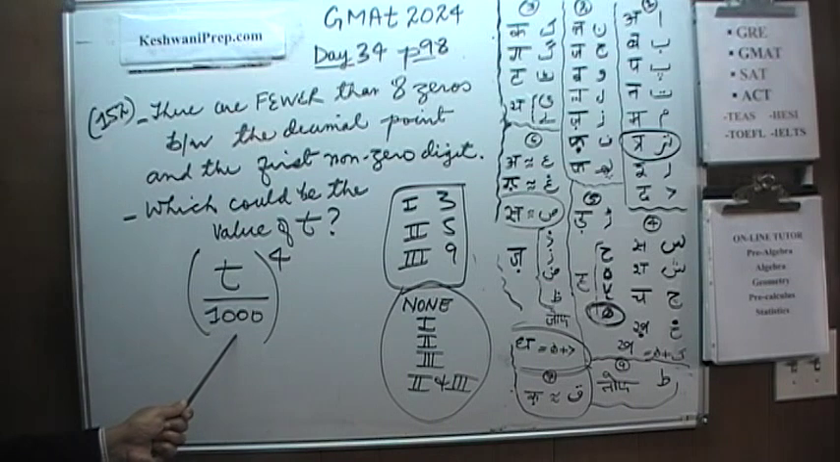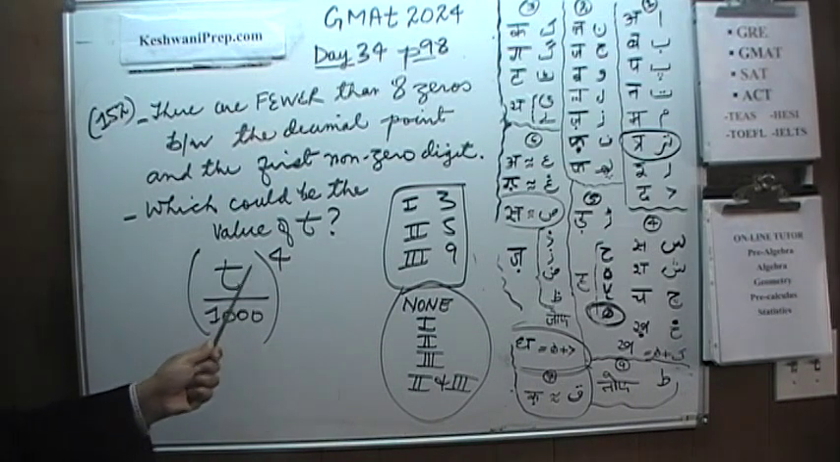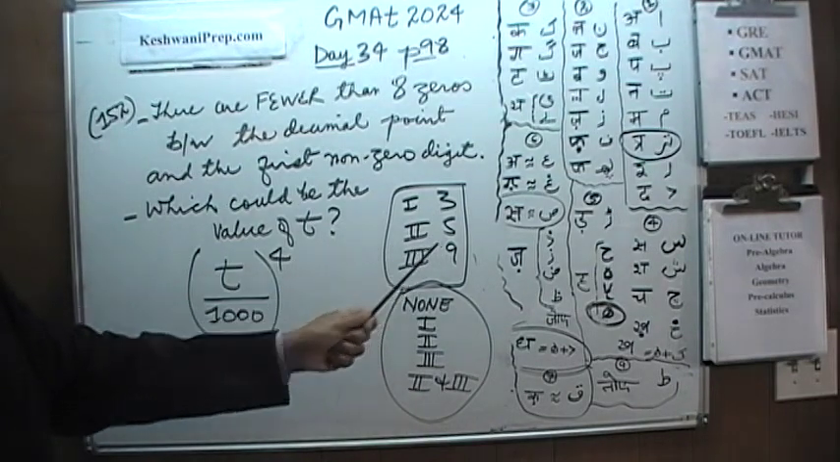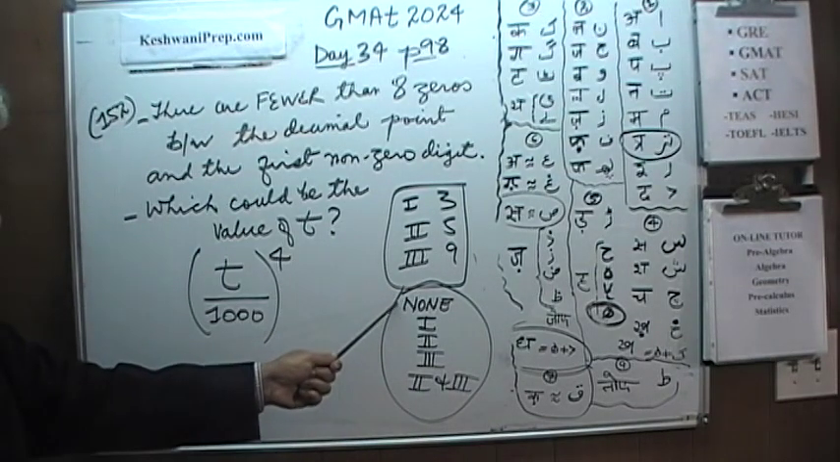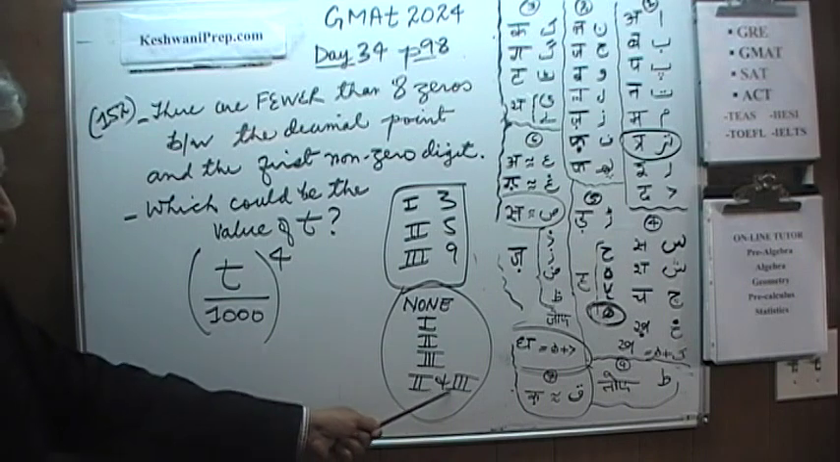T divided by 1000 raised to 4. Can t be 3, 5 or 9? And here are the answer choices: none, 1, 2, 3, 2 and 3.